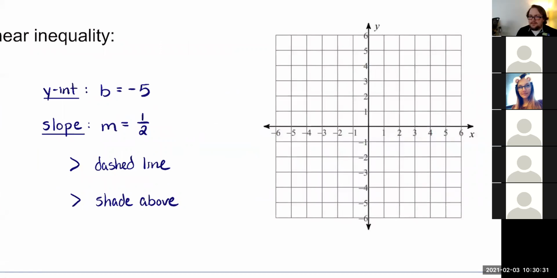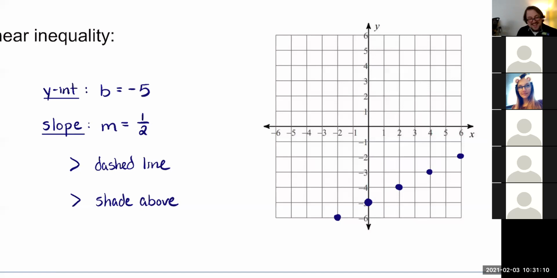We know what to do with the y-intercept. We're going to find that -5 on our y-axis. We're going to put a point. Then the slope is going to tell me to go where? Up 1, right 2. Okay, up 1, right 2. And it looks like I can do that a couple times. And if I wanted to squeeze in 1 extra point, I could also go down 1, left 2.